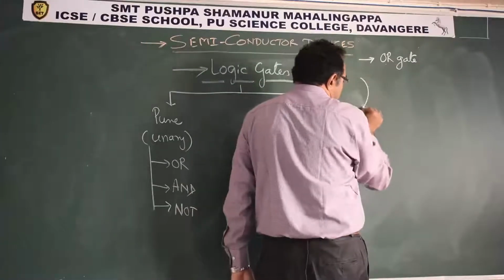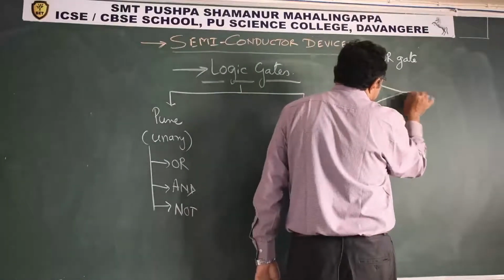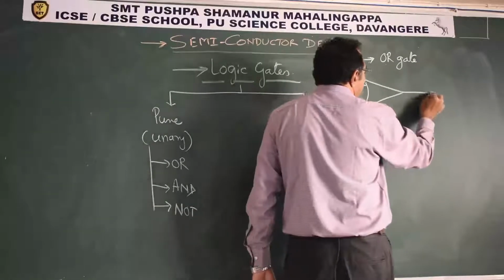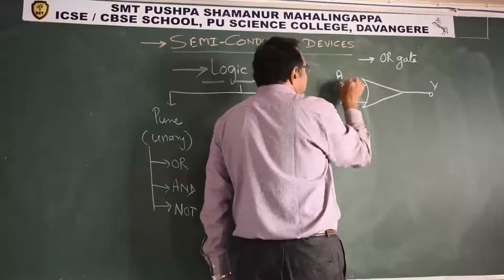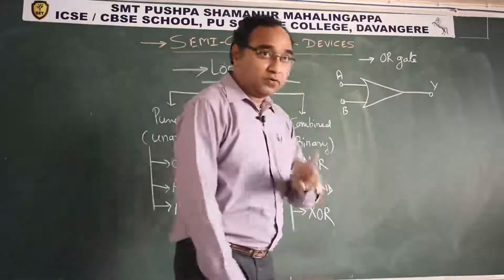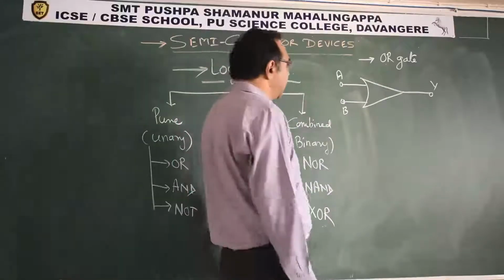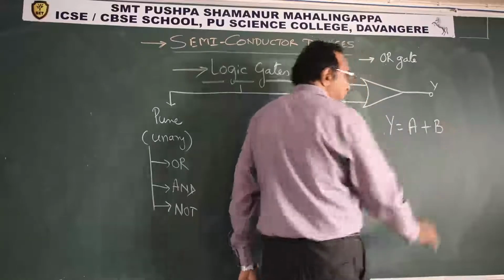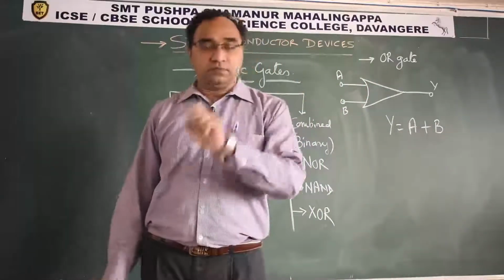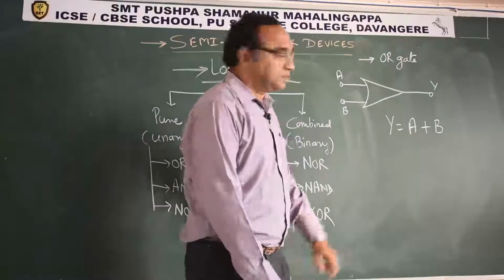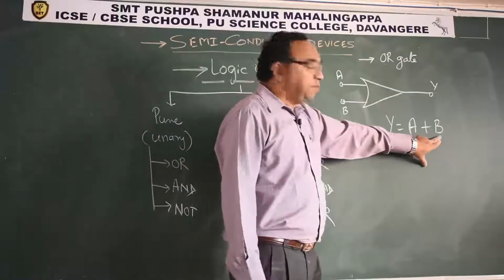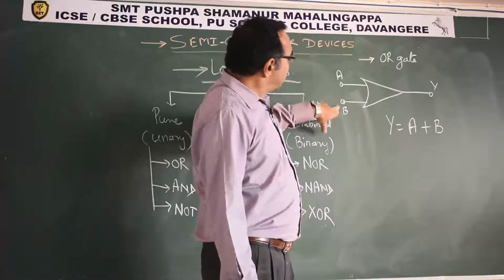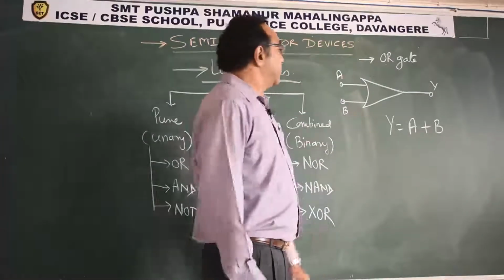OR. Symbol is this. This is the symbol of OR gate. We write like this. This is Y output. This is A input. This is B. If you remember 2 inputs, this is what you have. And it is written this way, A plus B. This is not plus. Don't read it as plus. This is OR. Boolean algebra. A or B. This is how we write. And this is how the symbol is. Fine.